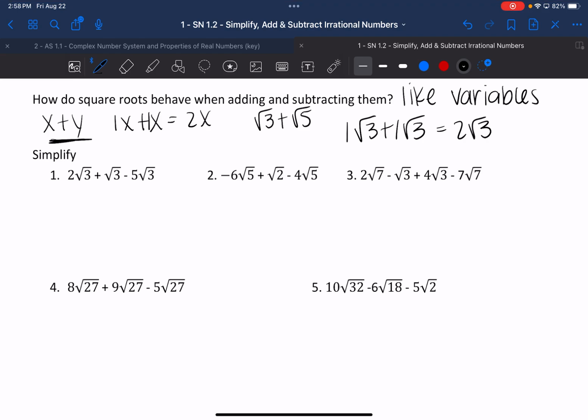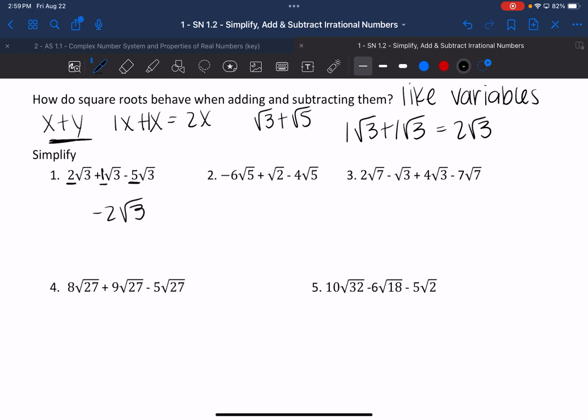On number 1, did those square roots match? Yeah. So that means I am allowed to add them. I'm going to add their coefficients. So that would be a 2. This one has an understood 1. And this one is negative 5. So 2 plus 1 is 3. And 3 minus 5 is? Right. So this would be negative 2 root 3.